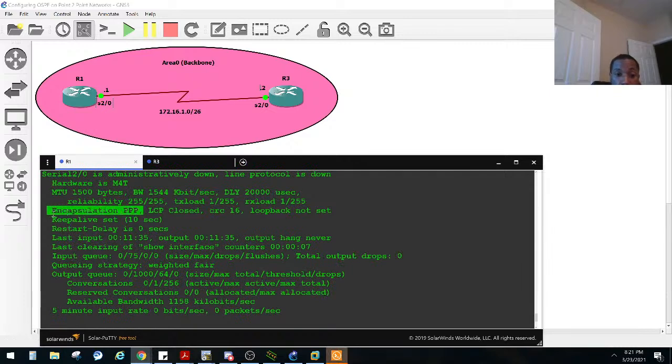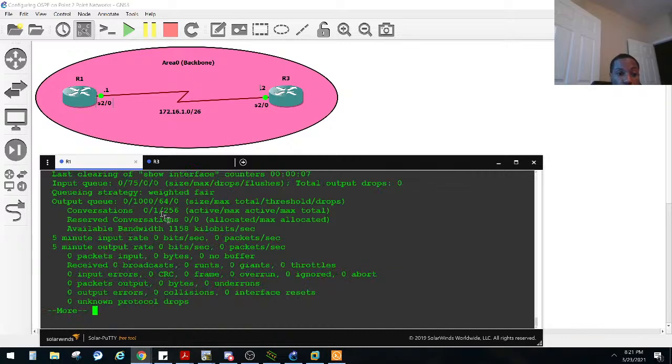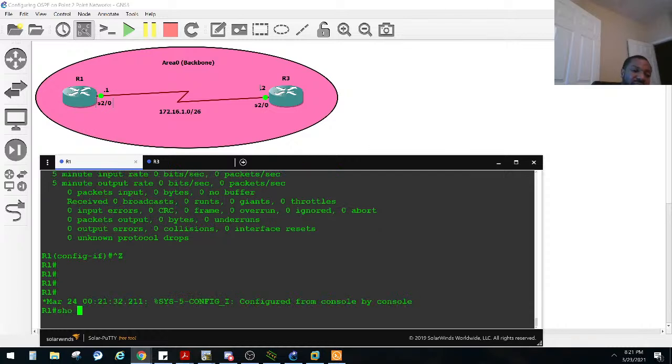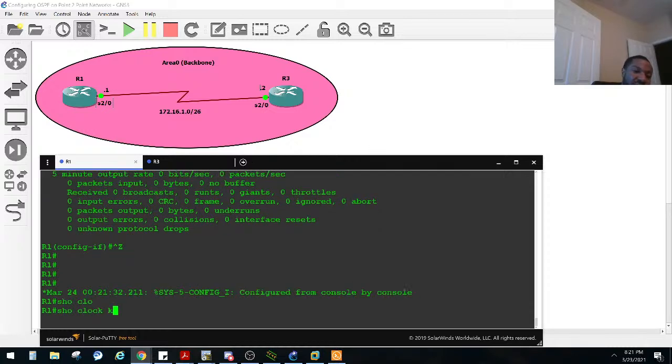Y'all see that? We also know that we've done the clocking with the way we verify that, I believe is, what is that? Show interfaces? I forgot what that is. I always forget what that is. Is it show? It's not show clocking.